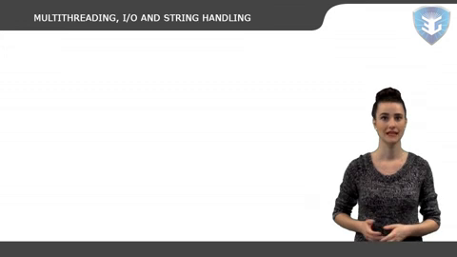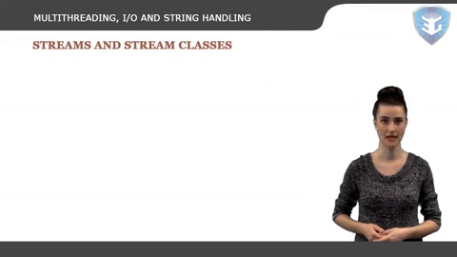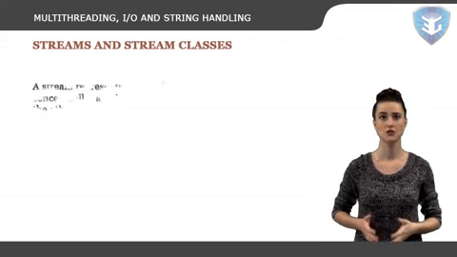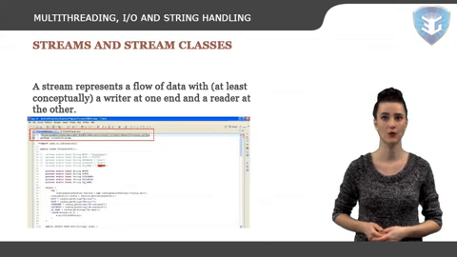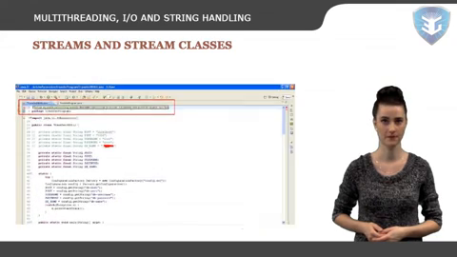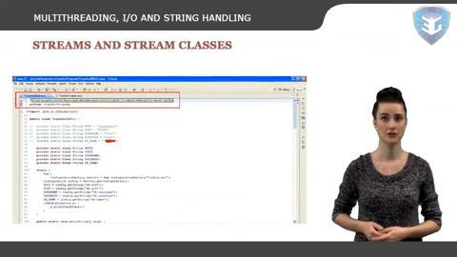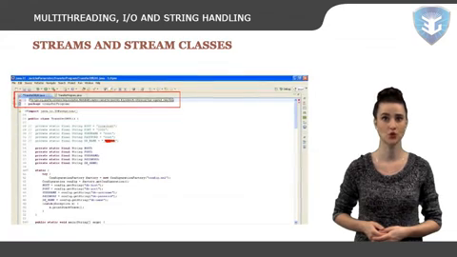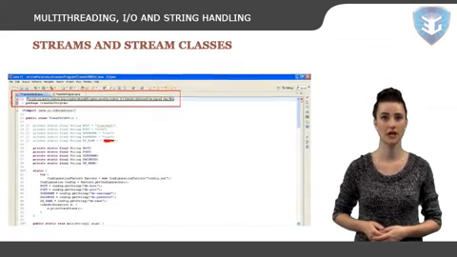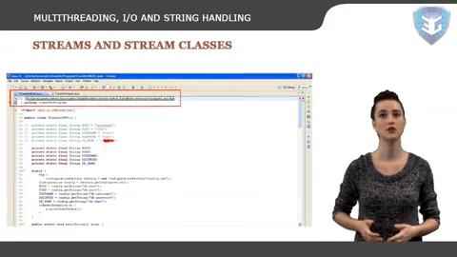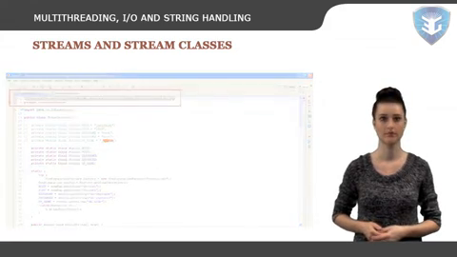Let's learn about streams and stream classes. A stream represents a flow of data with, at least conceptually, a writer at one end and a reader at the other. When working with the java.io package to perform terminal input and output, reading or writing files, or communicating through sockets in Java, one uses various types of streams.